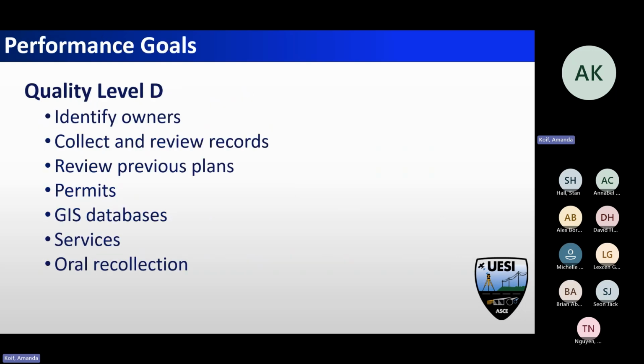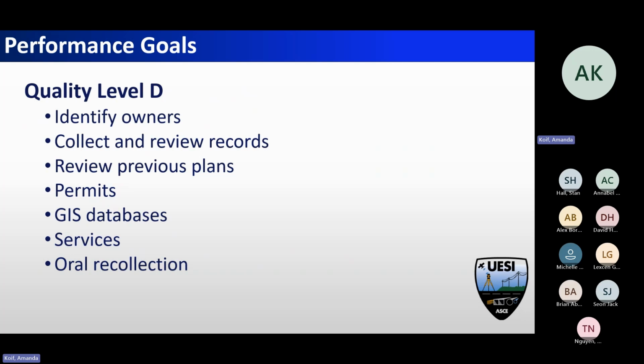So the level D piece, the performance goals, there's like a certain little checklist of items that you might want to look at. Obviously, identifying the owners. You're going to collect as much records as you can. Even if you're looking at a set of water plans and you see a gas line, you could probably use that gas line as part of your record, your level D for gas if you didn't get gas plans from them. So being able to pull those different sets of plans together into one plan is something you can use.